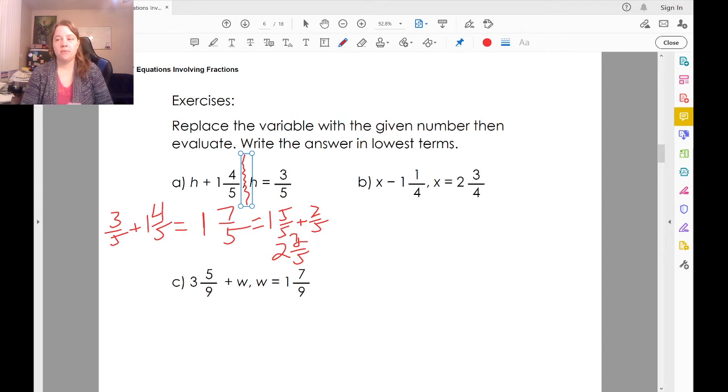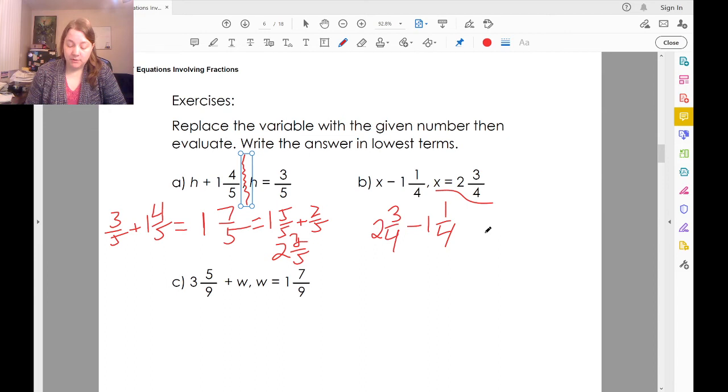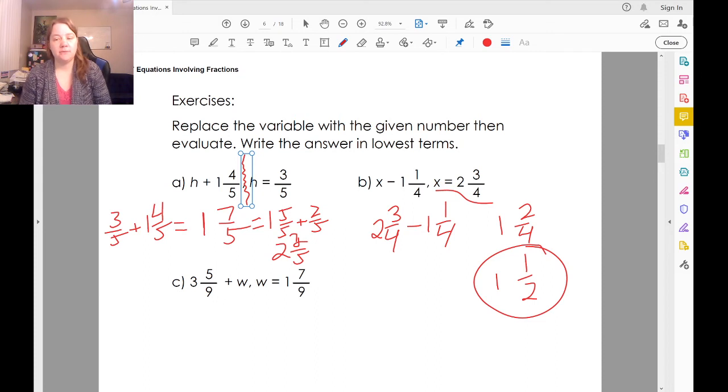Welcome back. Letter B says x minus 1 1/4, and x is 2 3/4. So let's put in 2 3/4 minus 1 1/4, and you can see that I just replaced x with 2 3/4. 3/4 minus 1/4 is 2/4, or 1/2 when you simplify it. 2 minus 1 is 1. So my final simplified answer is 1 1/2.